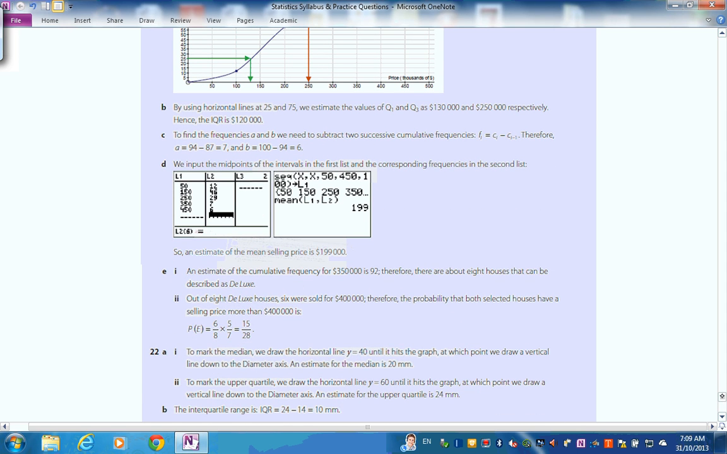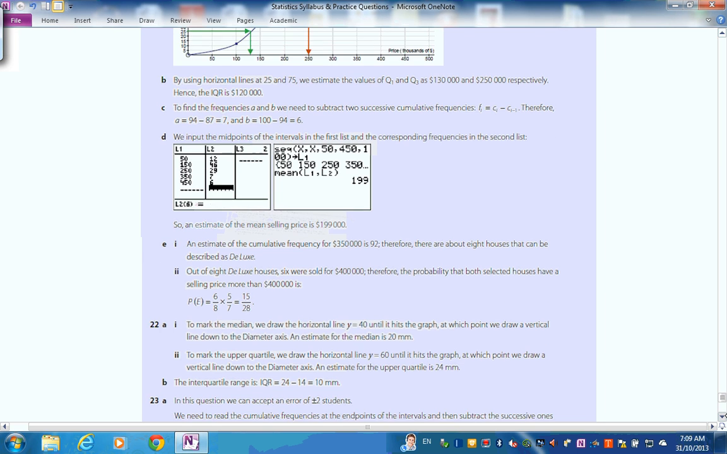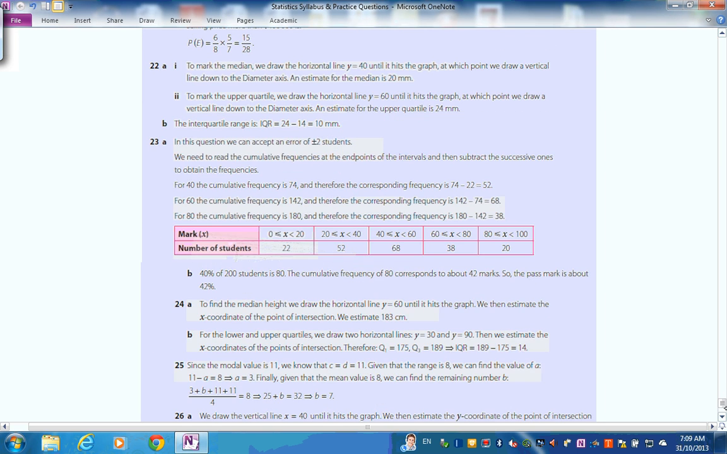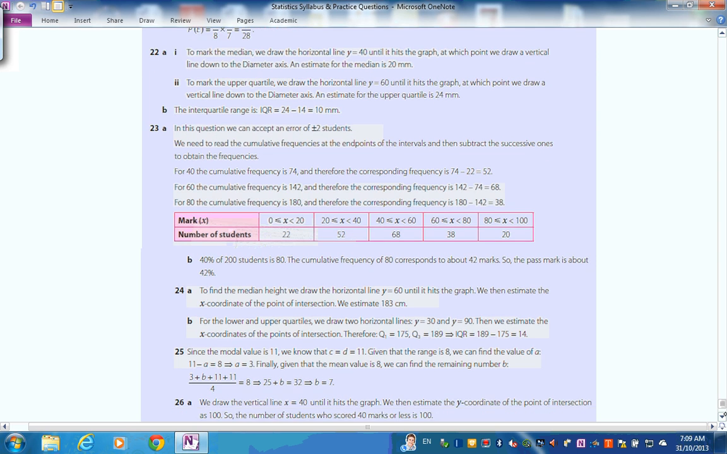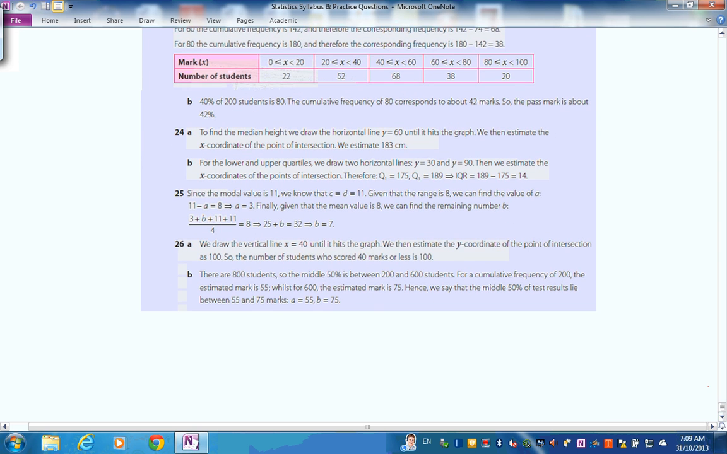There's E. Row 22. 23 there. Last three here. 24, 25 and 26.